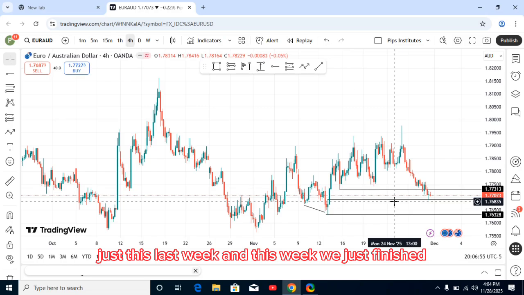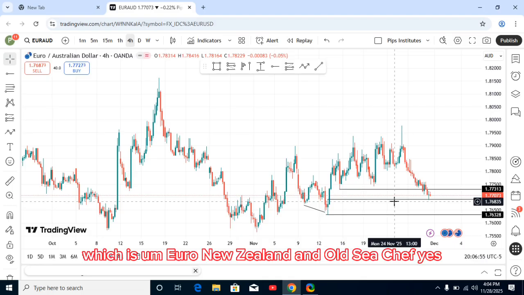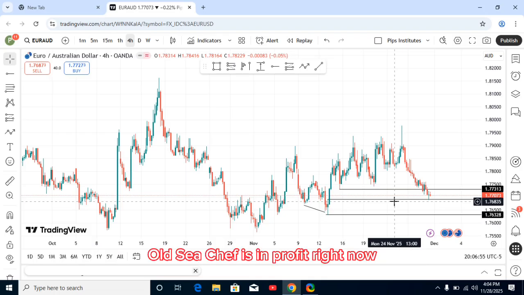This last week, the week we just finished, I gave about 2 signals in the trading room, and one had already hit the profit, which is Euro New Zealand. And also CHF is in profit right now and is almost halfway to TP. So basically we can say last week those that took the signals actually made around 7% of the account size. Just 2 trades that I gave just last week, and they all came out in profit.